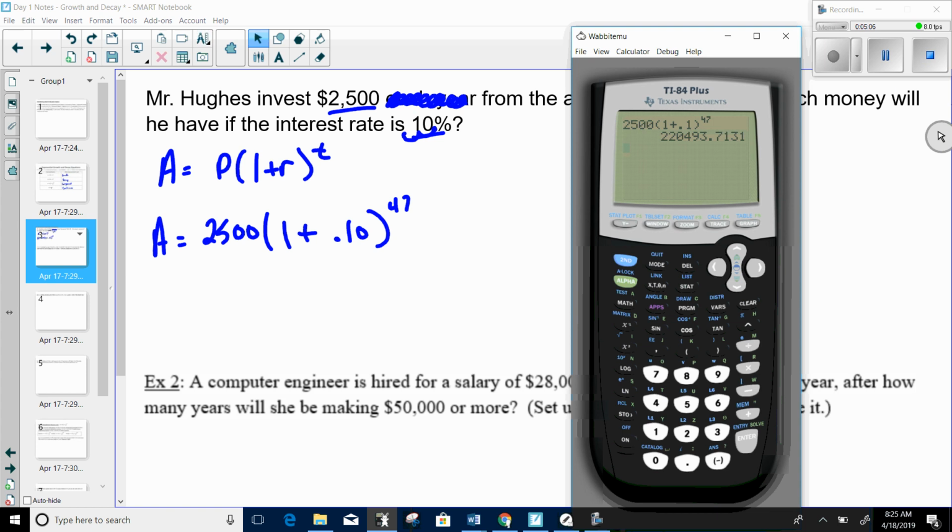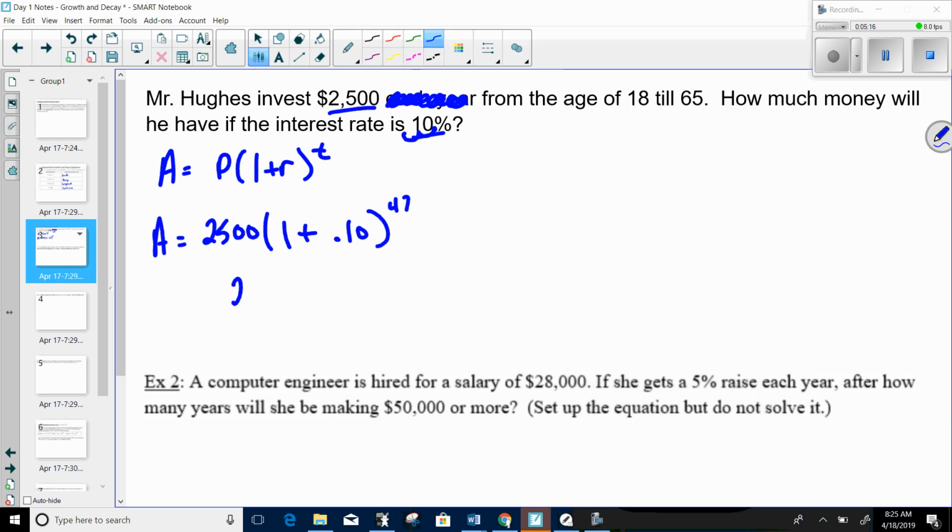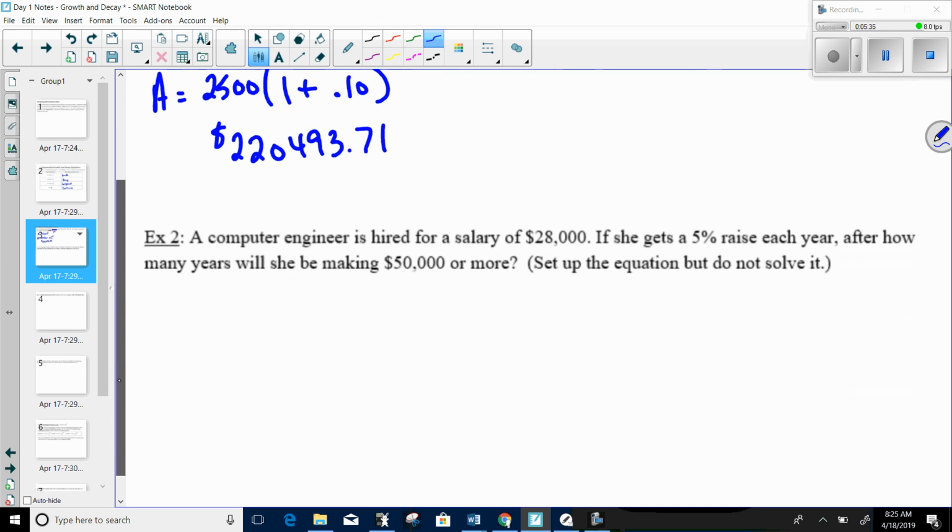And what happens is I get the amount of $220,493.71. So I would get $220,493, and I believe it was 71 cents. The calculator just disappeared. And that's all you do. So what I did was I took $2,500, I put it into an account, and I let it sit there for 47 years, and it turned into $220,000. It's pretty nice to be able to do.